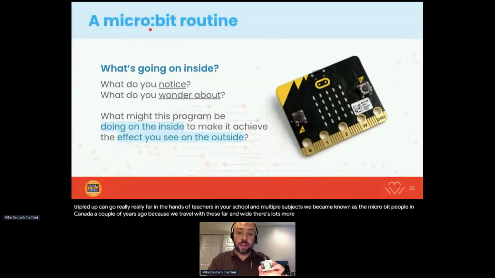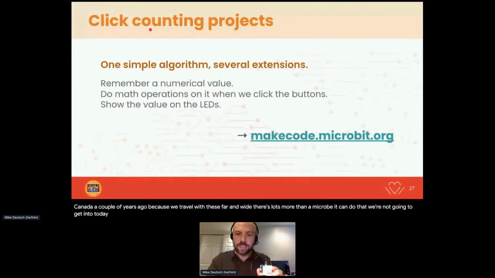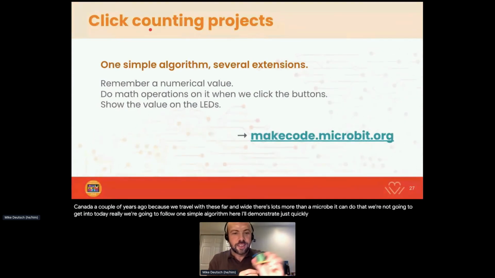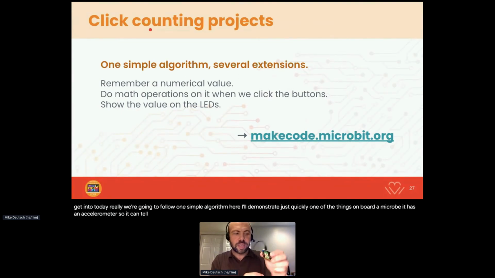There's lots more that a microbit can do that we're not going to get into today. Really, we're going to follow one simple algorithm here. I'll demonstrate just quickly. One of the things on board a microbit is an accelerometer, so it can tell when it's being tilted or flipped or dropped or shaken. And so one of the canonical projects that people begin with is a rock, paper, scissors game.